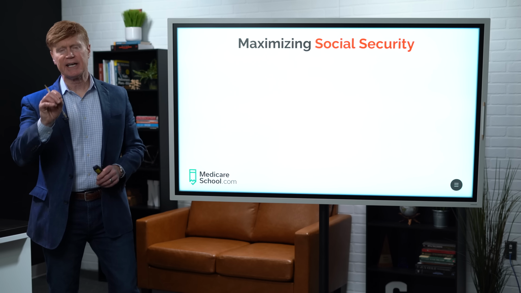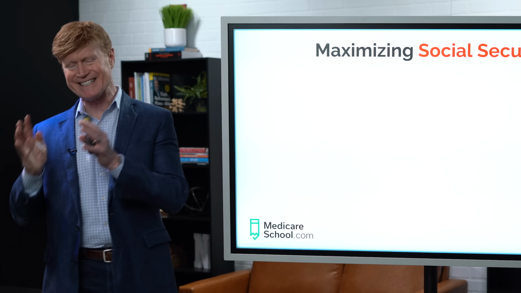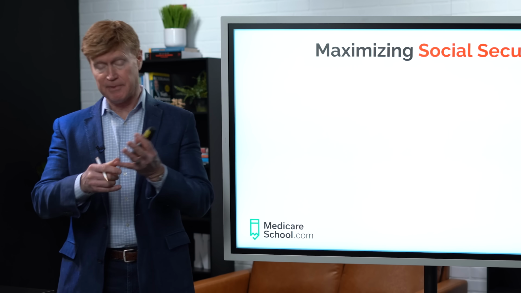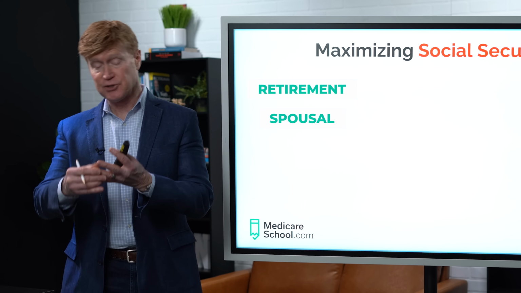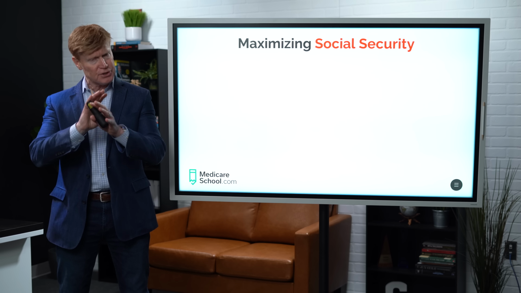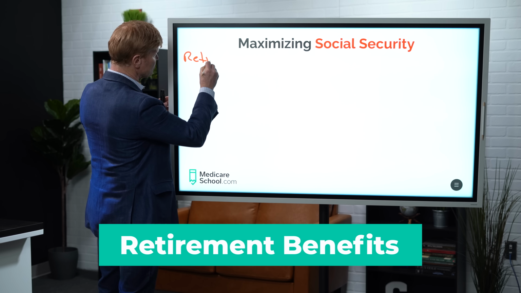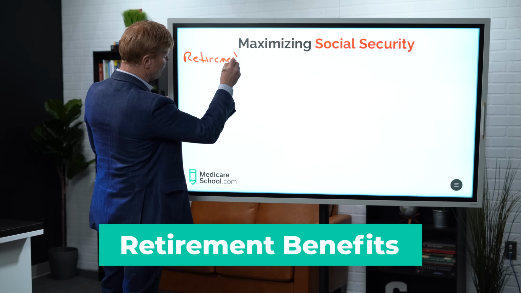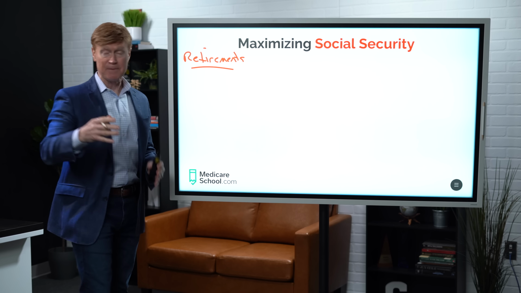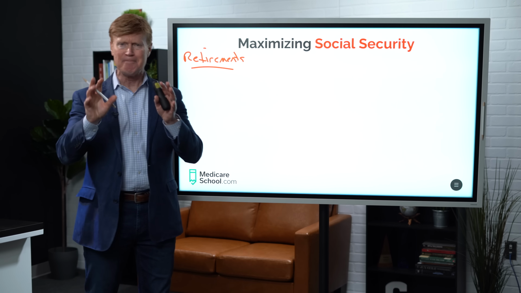Okay, let's begin by talking about maximizing Social Security benefits. Now, folks, there are four ways in which we can take Social Security benefits. It can be retirement, spousal, survivor, or disability. But for the purpose of this video, I'm just going to talk about retirement benefits. This means that you're drawing benefits off of your own work record, which is what 90% of all people do. So that's why I'm going to forego the others. So let's talk about maximizing this.